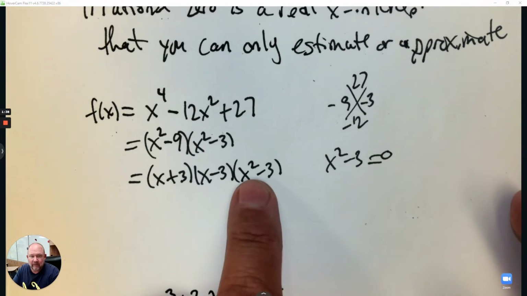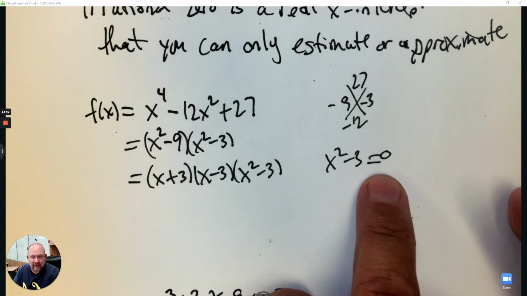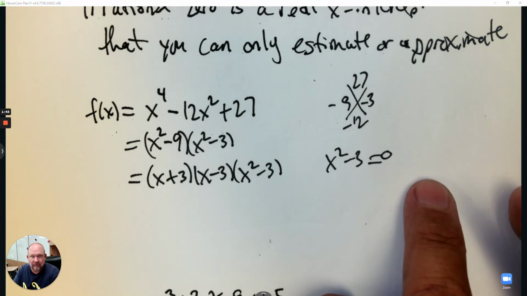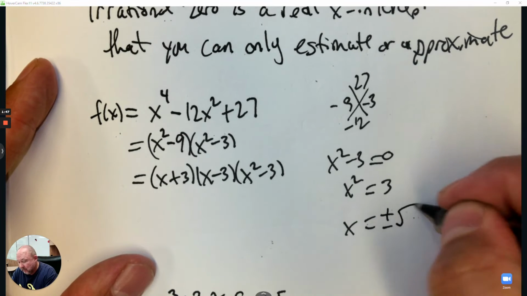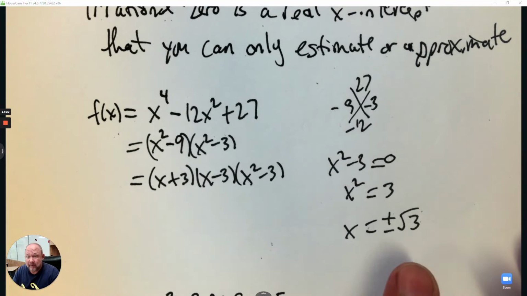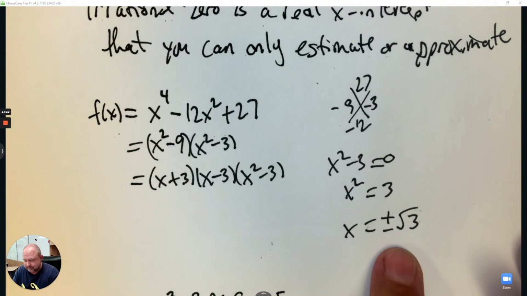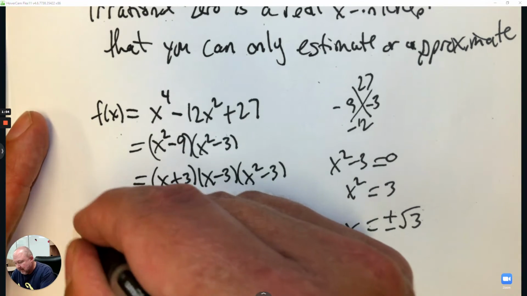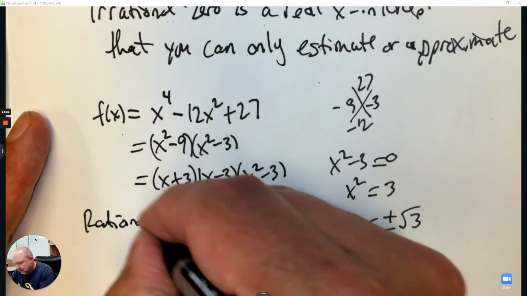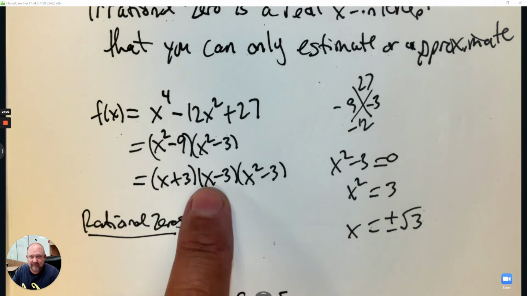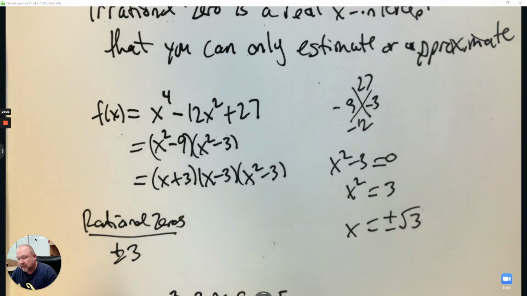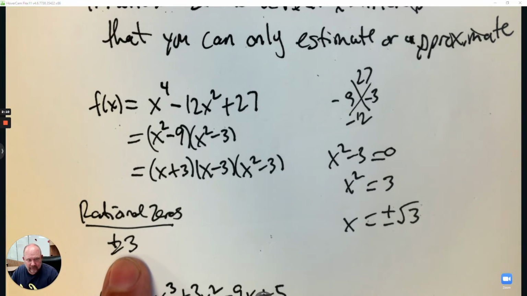So on the side, we're going to take that part and solve it separately, making that factor equal to 0. So we're going to add 3 and we're going to square root. Now, whenever you solve a quadratic, the answer could be positive or it could be negative. So right now, I know my rational zeros. My rational zeros are the zeros, the x-intercepts I know the exact value of. So positive and negative 3, those are my rational zeros. I know exactly those values.